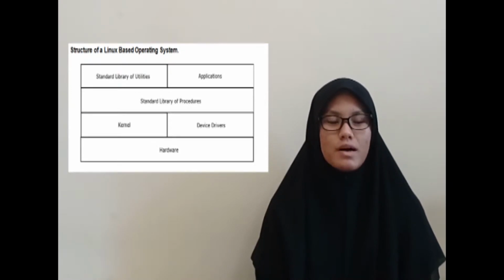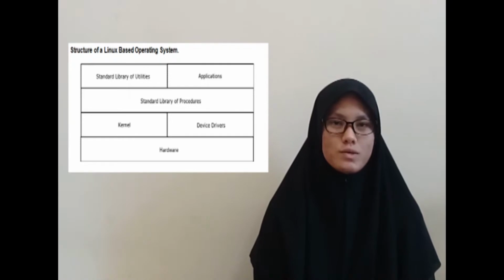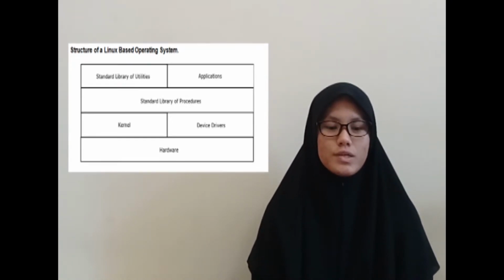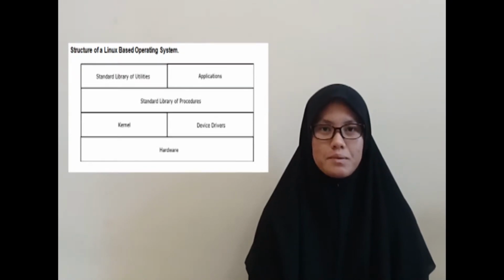First, I will explain the hardware. This is the physical equipment of which your computer is composed. This includes things like your keyboard and mouse, your video card and monitor. Second, kernel. The Linux kernel acts as the interface between the hardware and the operating system.